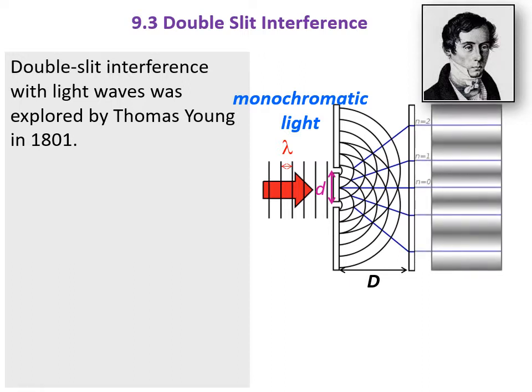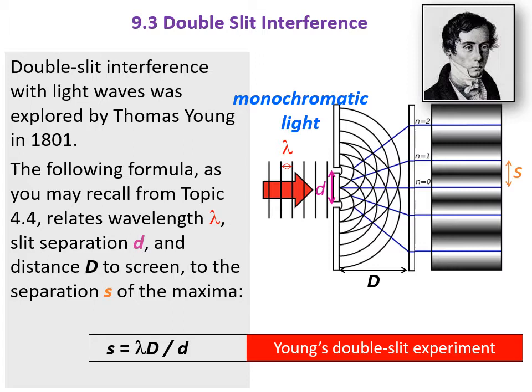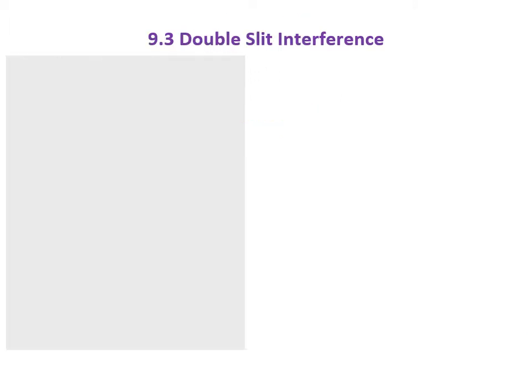And then you have the maxima. n equals 0 is where you have the brightest intensity, the central max. n equals 1 are the subsequent maxima, and you have what's called the fringe spacing, the s, which is the distance between the center of the central maximum and the subsequent maximum. So the following formula, as you may recall, this is topic 4.4, relates wavelength lambda, slit separation lowercase d, and distance capital D to the screen, to the separation s of the maxima. We derived this last year using the small angle approximation. So s, the fringe spacing, is equal to lambda big D over lowercase d.